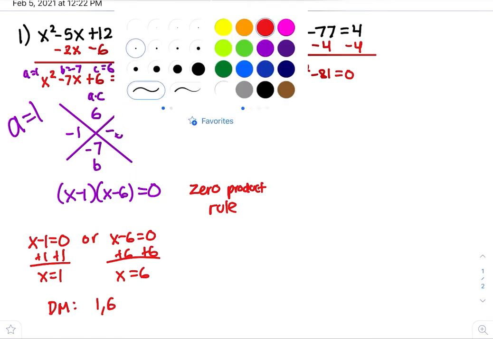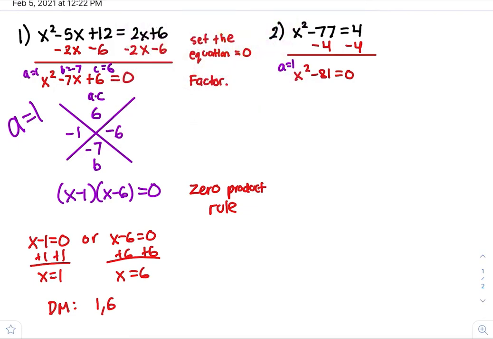So when you factor, a is 1. Now there is no x term, right? Normally you would have an x term. So actually I will rewrite this so you can see. Since there is no x term, do you see how here there was an x term, but here there is not? Since there's no x term, there's really a 0x there, right? And this will help you, because then you will see a is equal to 1, b is 0, and c is negative 81.